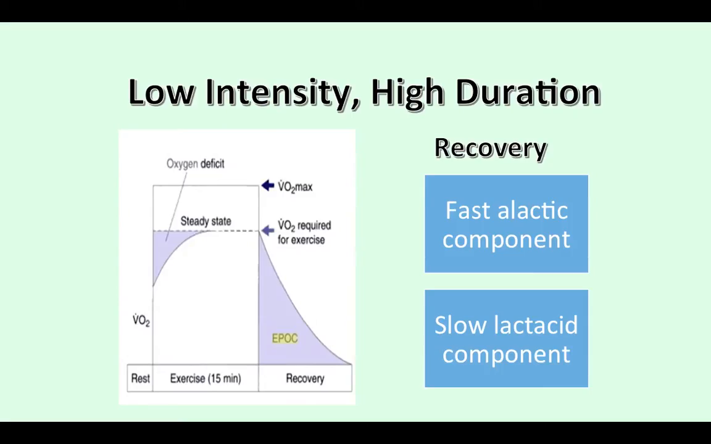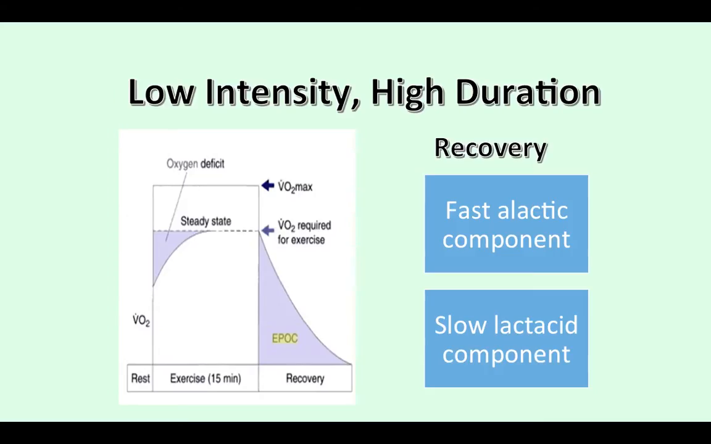The aerobic system uses both fast and slow components of the EPOC to recover, to resynthesize ATP and PC stores, resaturate hemoglobin and myoglobin, remove lactic acid, and to replenish glycogen stores. The faster alactic stage lasts for around 2 to 3 minutes and uses around 3 to 4 litres of oxygen. The faster stage resynthesizes the ATP and PC stores that were used at the beginning of the activity by supplying the phosphocreatine with oxygen, so it has the energy to resynthesize.